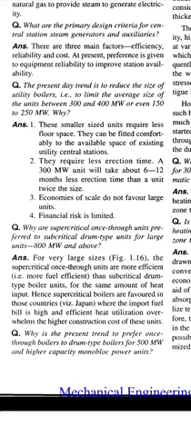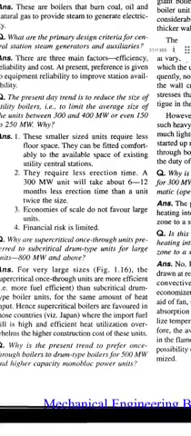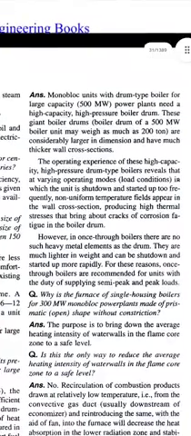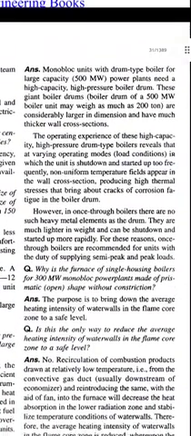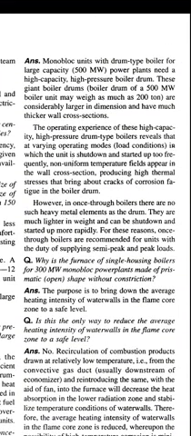Next question. Why the present trend to prefer once-through boilers to drum type boilers for 500 megawatt and higher capacity monoblock power units? Answer. Monoblock units with drum type boilers for large capacity power plants need a high capacity, high pressure boiler drum. These giant boiler drums of a 500 megawatt boiler unit may weigh as much as 200 ton, are considerably larger in dimension and have much thicker wall cross section.